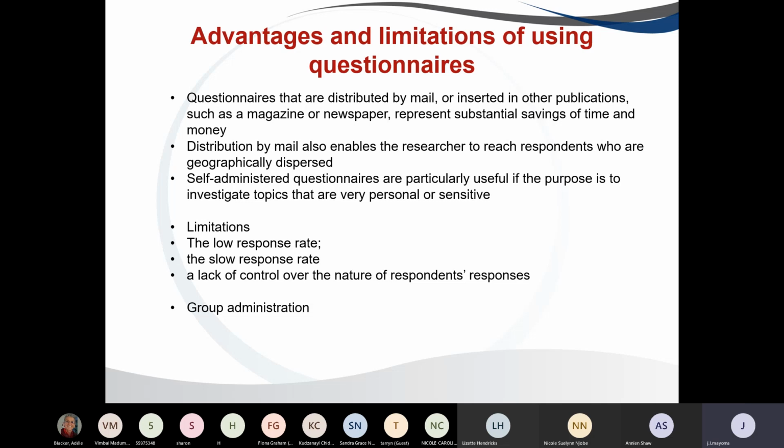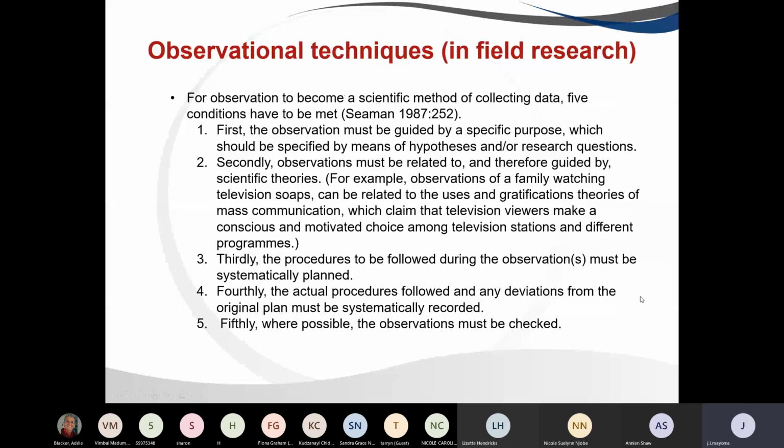Okay, I think there are no questions, so we'll just move on. Now we have the wonderful observational techniques, which I think is one of the most interesting but most time-consuming ways to collect data.